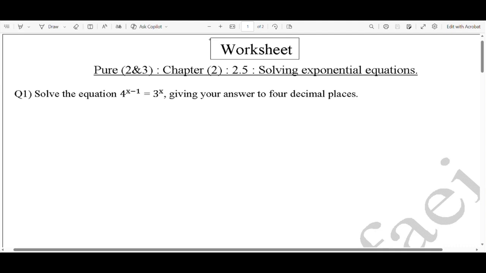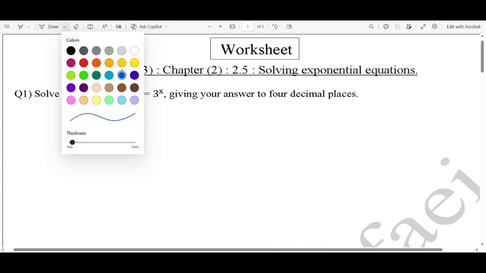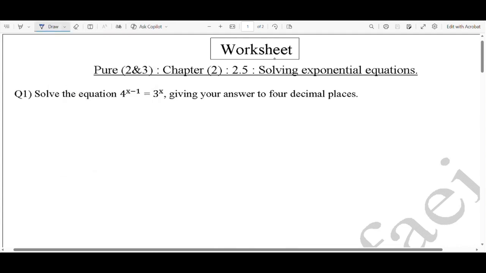Today we're going to solve exponential equations related to chapter 2. Now, before we solve exponential equations, please revise the logarithmic rules. Question number 1. Solve the equation 4 to the power x minus 1 equals 3 to the power x, giving your answer to 4 decimal places.